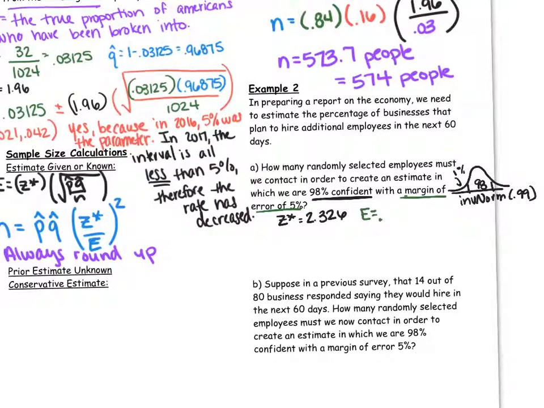5% is a decimal. What is that? 0.05. Now, what's p hat and what's q hat? What is p hat here?